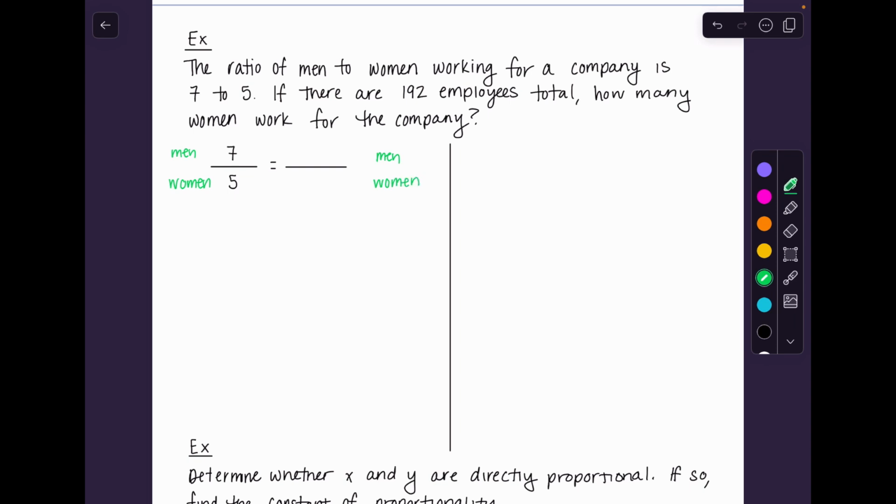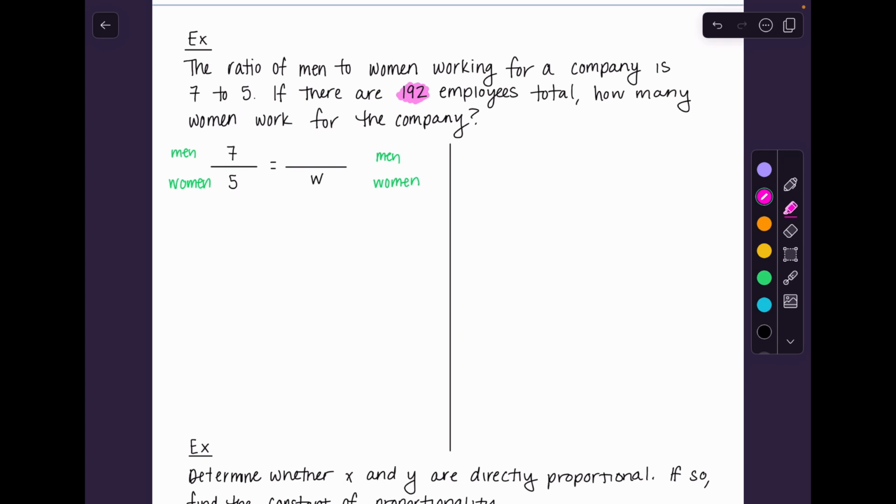The problem is I have no idea how many men or women there are, okay? But my goal is to figure out how many women work for the company, so I'm going to make that my variable. So I'm going to say W is the number of women in the company. Okay. The problem is I can't put this 192 in the top. This is telling me the total number of employees, okay? So instead, if I know there are W women, to figure out the number of men, I'm going to subtract the number of women from how many people are in the company.